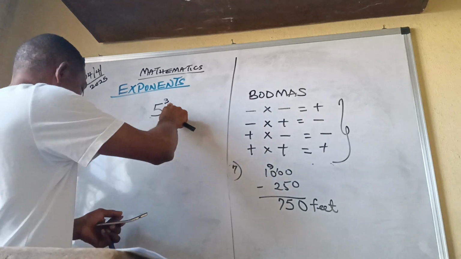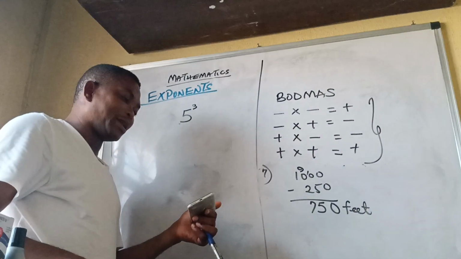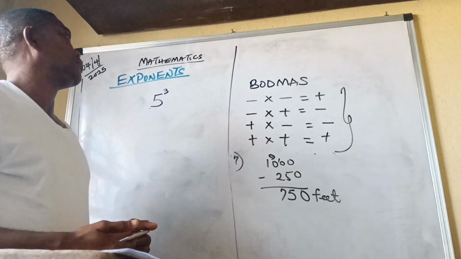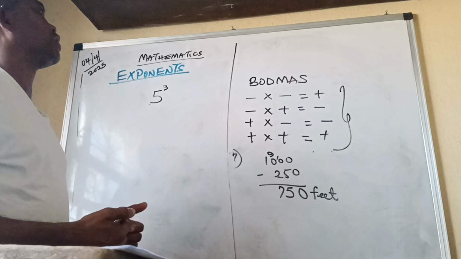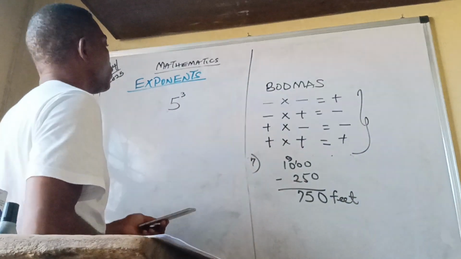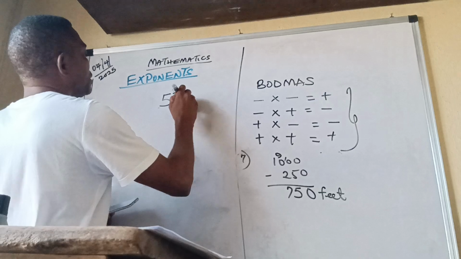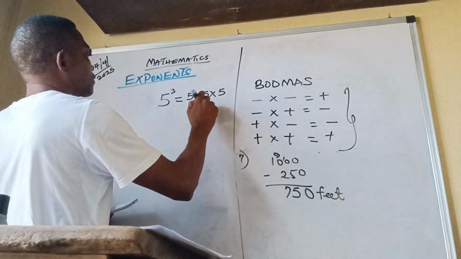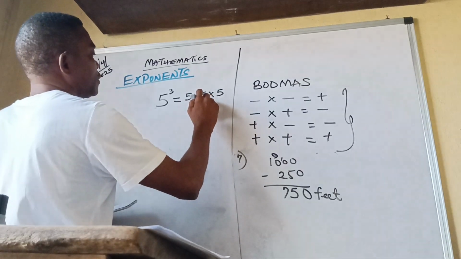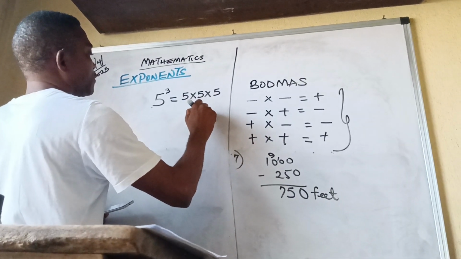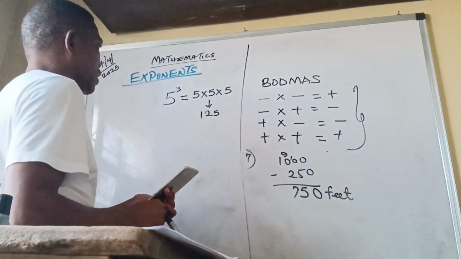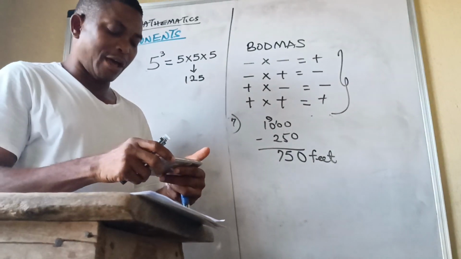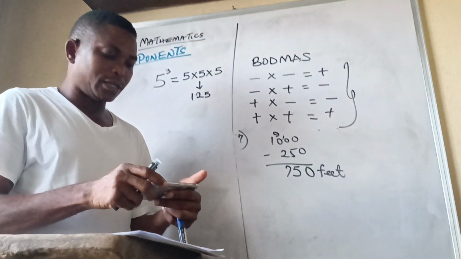So the exponent tells us how many times the base should appear in the multiplication problem. The exponent, the power, is telling us that 5 should appear 3 times. So 5 cubed simply means 5 times 5 times 5. 5 times 5 is 25. 25 times 5 is 125. So 5 cubed is 125.